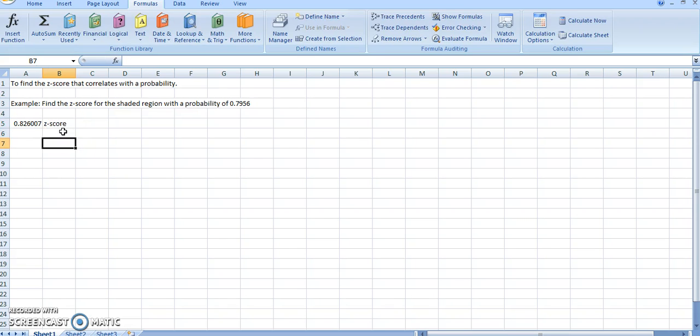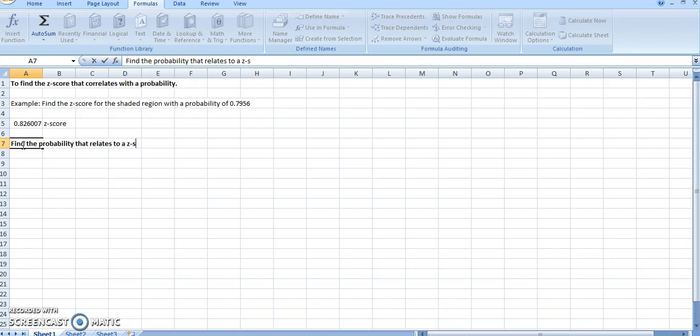My StatLab usually wants it to 4 decimal places, so you will want to make sure that you round as needed. Another thing I can do is find the probability that relates to a z-score.